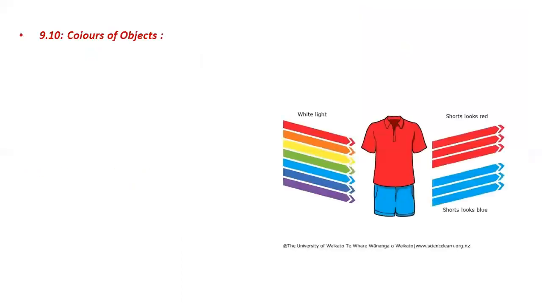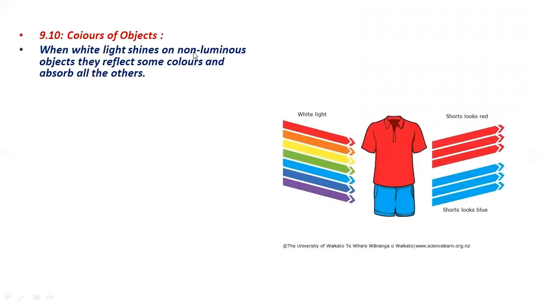Next is about the colors of objects. How and why do objects appear colored? When white light shines on a non-luminous object, it reflects some colors and absorbs the others. The color of an object is the color of light it reflects. Keep this in your mind: the shirt appears red, it means that it reflects red light. It absorbs the remaining light and transmits the red color. And the trouser appears blue because it transmits the blue color and absorbs the remaining colors.